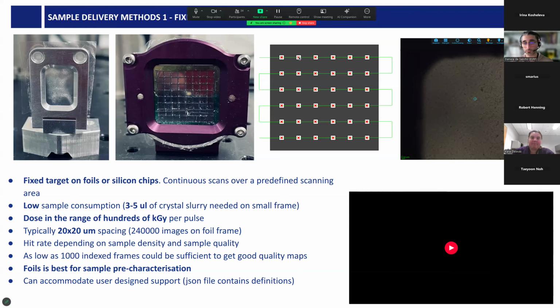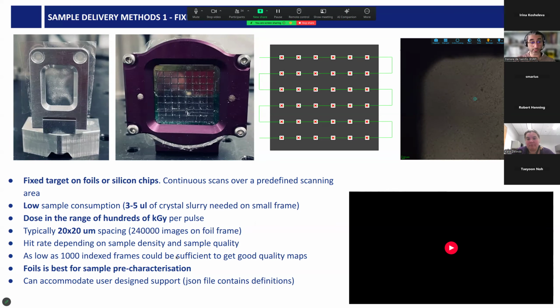This is something we found to be quite a safe margin to avoid damage being propagated across the crystals. Of course, if we reduce that spacing to, let's say, 5 micron, then we start seeing cross-contamination from the tails of the beam. Out of one of these supports, with the 20 by 20 micron spacing, we can collect 240,000 images. Even with a hit rate as low as 10 or 5%, that is already more than 10,000 images collected.